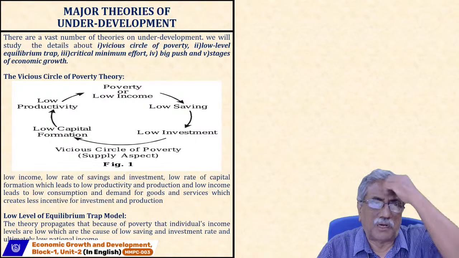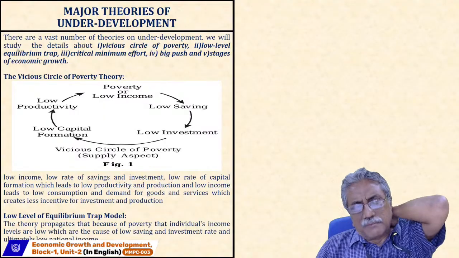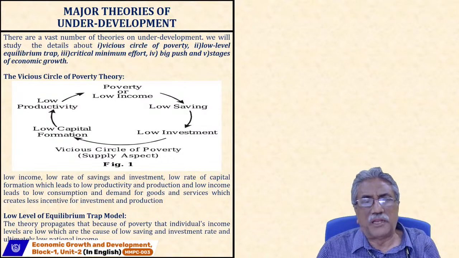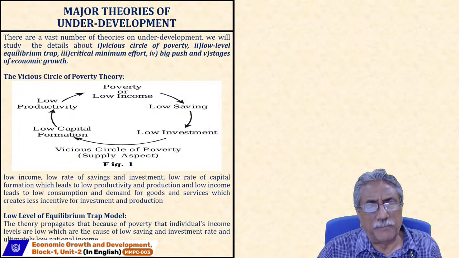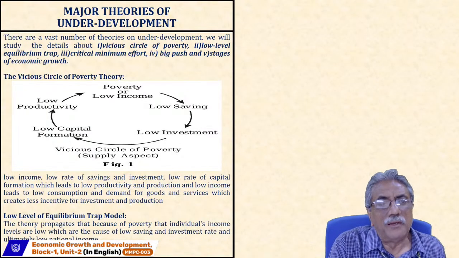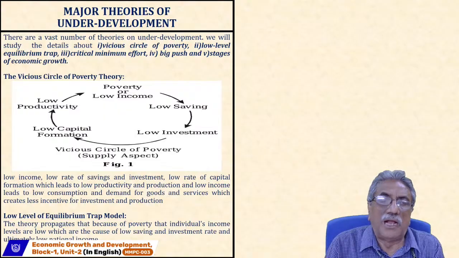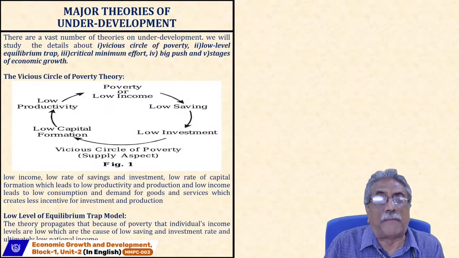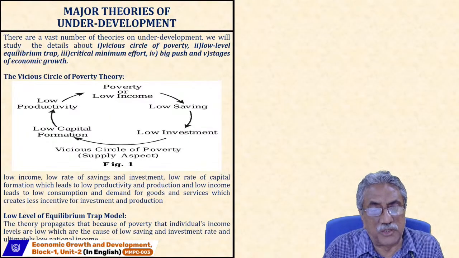There are five. Vicious circle of poverty, low level equilibrium trap. These are basically one statement. Vicious circle of poverty is that if you are poor, you have poor savings, you cannot invest, so you look for a poor job, there you get a poor payment, again you remain poor. So this is the vicious cycle of your poverty, and you remain underdeveloped because you are unable to generate the capital which is required to grow. Low income, low rate of saving, low investment, low rate of capital formation leads to low productivity, low production, etc.